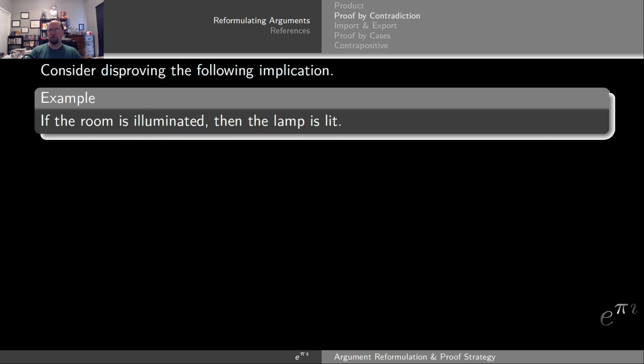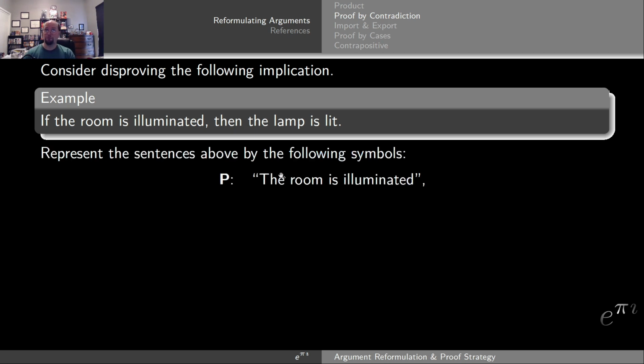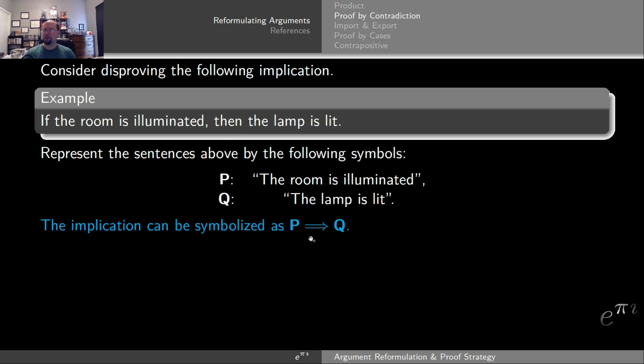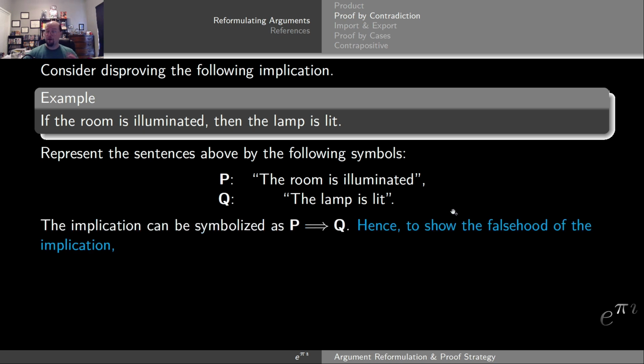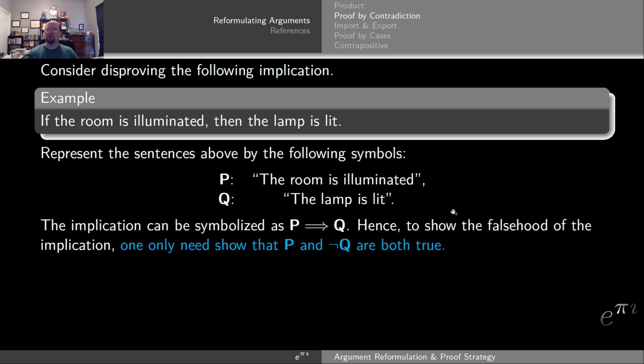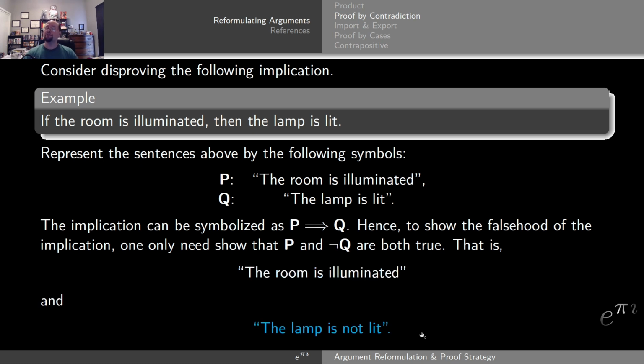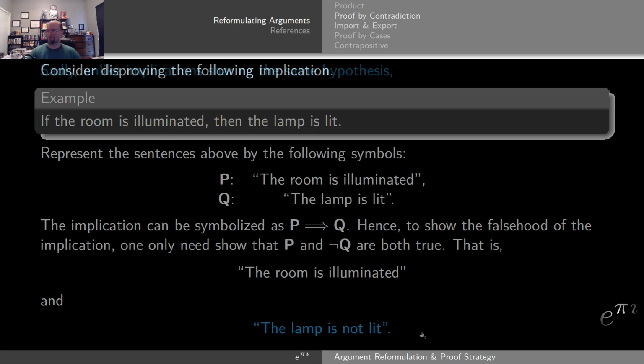Consider disproving the following implication. If the room is illuminated, then the lamp is lit. Let's represent the sentences above with the following symbols. The hypothesis will be P, the room is illuminated. The conclusion, Q, will be the lamp is lit. Thus, the implication can be symbolized as P implies Q. Hence, to show the falsehood of the implication, I need to show that P is true and negation Q is also true. That is, I need to show that the room is illuminated and the lamp is not lit.